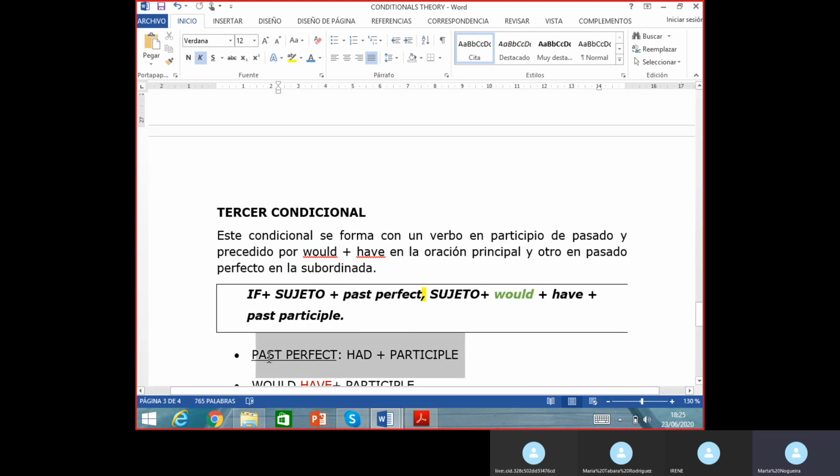How is the past perfect formed? With a had in all the persons and then a participle. The participle is ed, okay, in regular verbs and third column in irregular verbs.